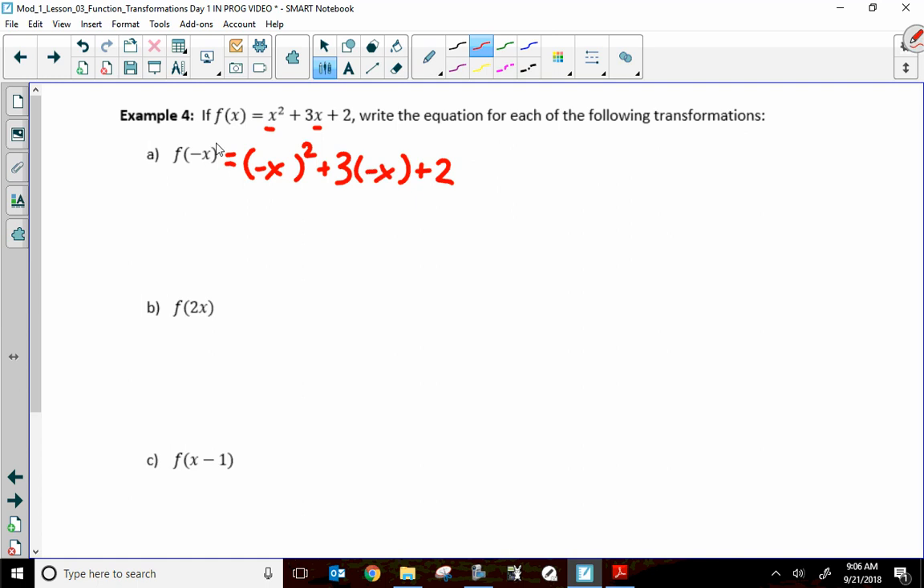So if I were to rewrite that, negative x squared just gives me x squared. 3 times negative x is negative 3x. And then I still have this plus 2.